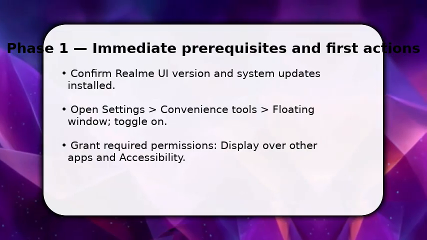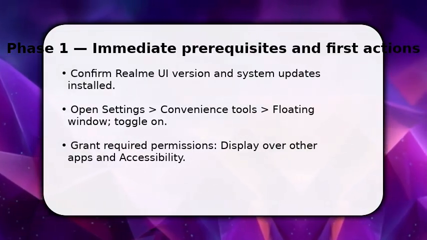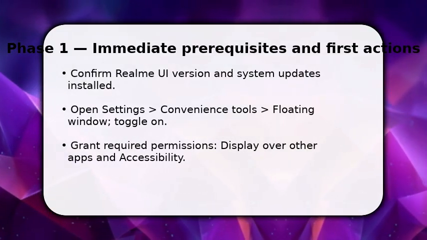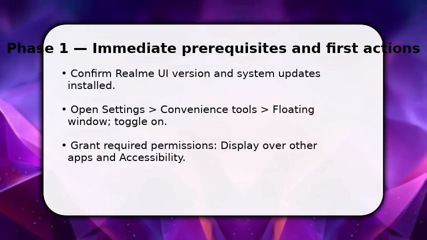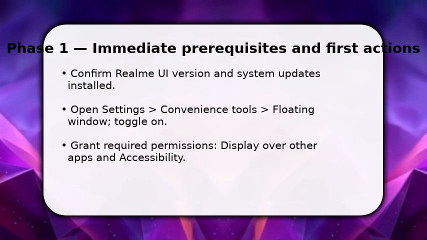Make sure you allow display over other apps and accessibility when prompted, since floating windows need those permissions to appear above other content. Once done, try the shortcut gesture so you know where to invoke the feature immediately.